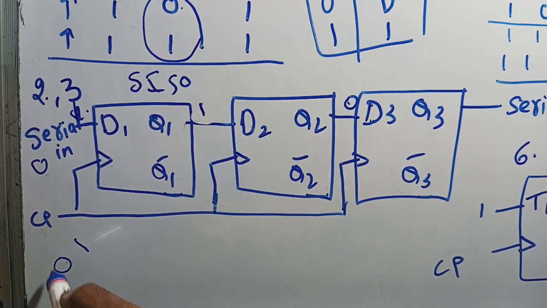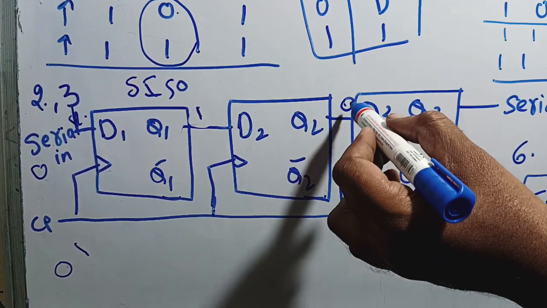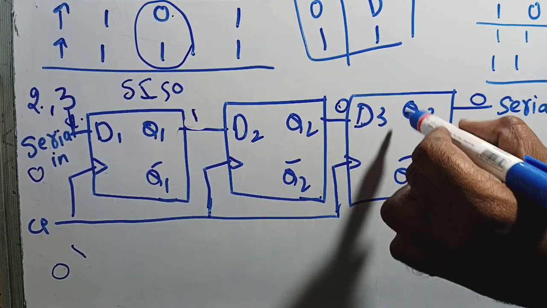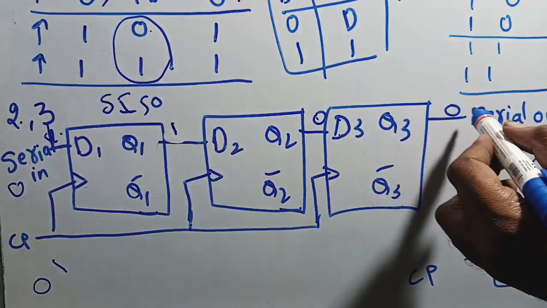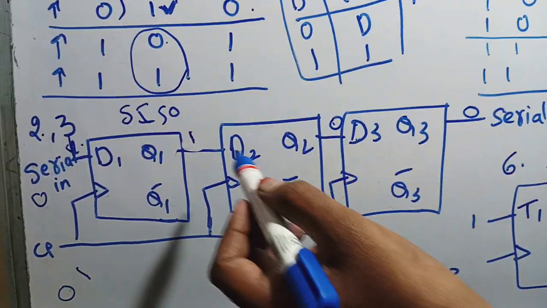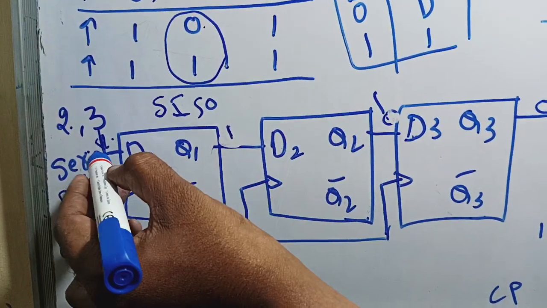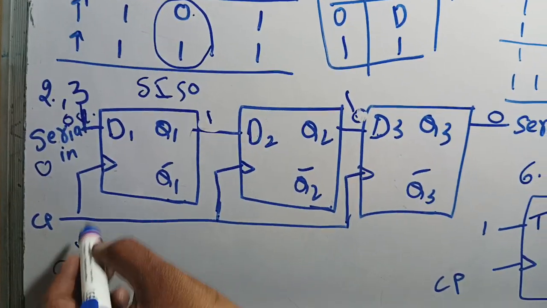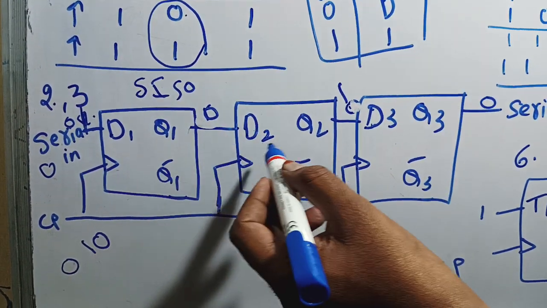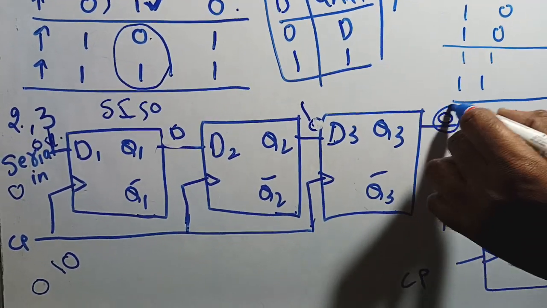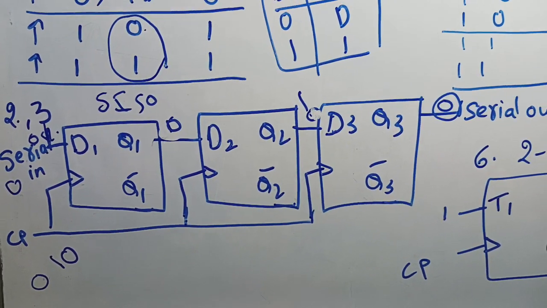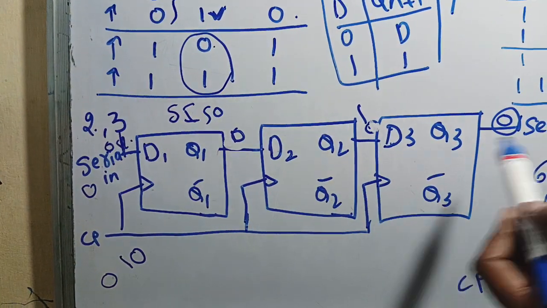Again I am giving 0. So this 0 will come as output. Whatever input you are giving, the output is the same. Here input is 1, output is 1. Here I am giving input 0, the third bit 0 will come like this. So now the last bit is 0. This is the serial out. Okay, this is the serial in, serial out shift register.